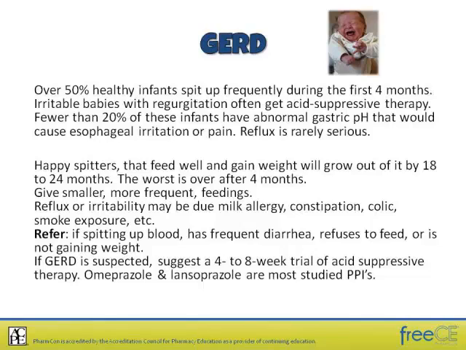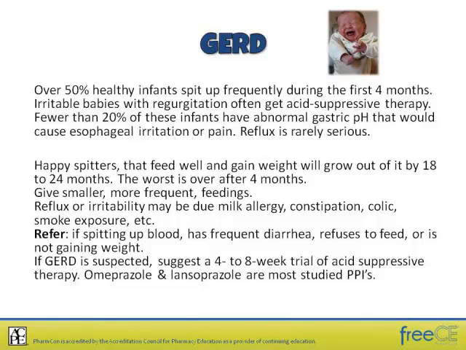We're seeing a lot more children affected with spitting up, with GERD, and over 50% of the babies will spit up frequently during their first 4 months of life. The irritable babies with regurgitation often will get that acid suppressive therapy. We're going to use a couple different drugs that are very effective in suppressing the acid formation or the acid release into the stomach. Fewer than 20% of these infants have abnormal gastric pH, however.